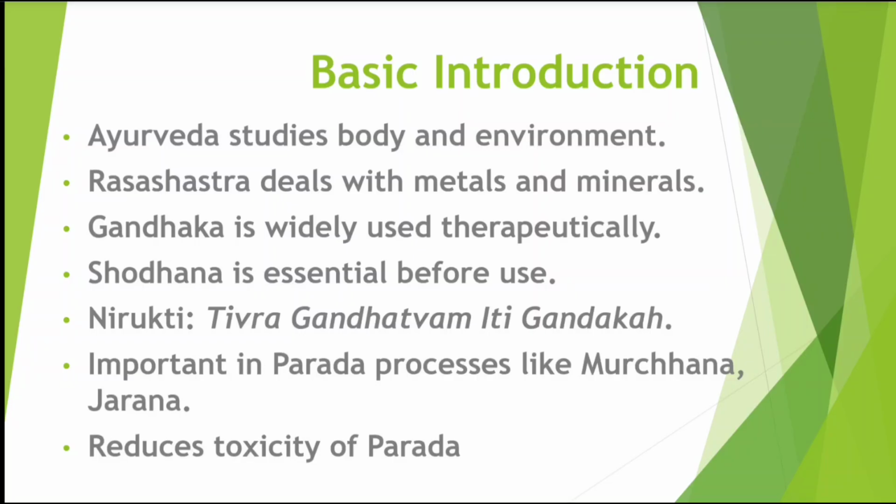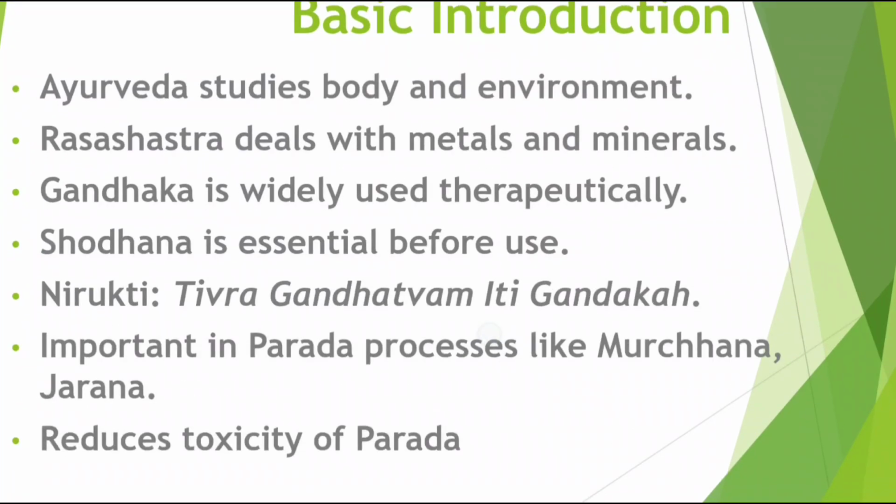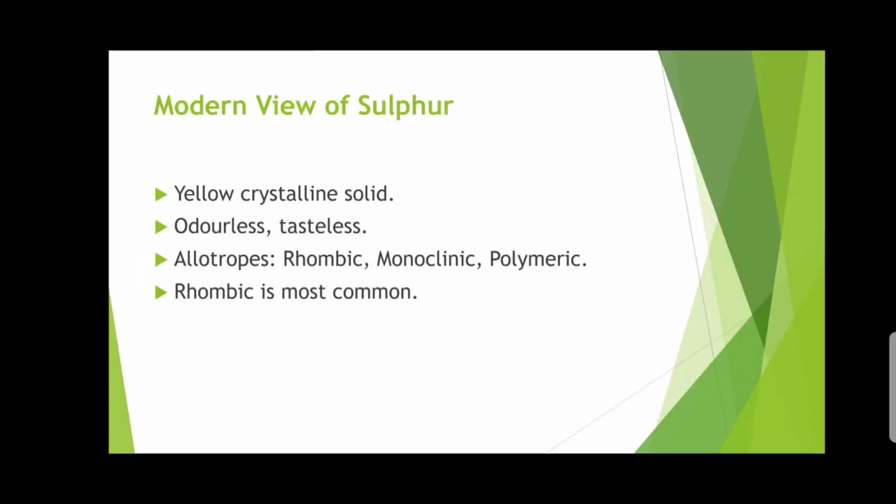Occurrence of sulphur. Sulphur is commonly found in nature near volcanic regions. Major natural deposits are seen in Texas and Louisiana in the United States. Other leading producers of sulphur include Canada, Japan, Poland, and Russia. This shows that sulphur is abundantly available in nature.